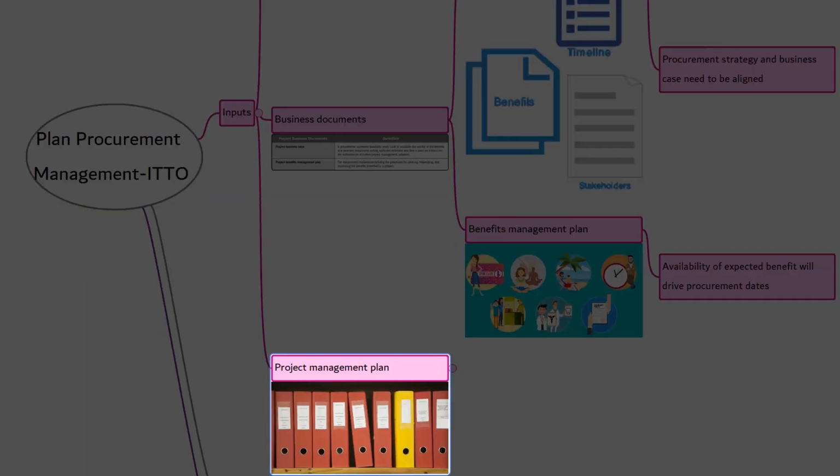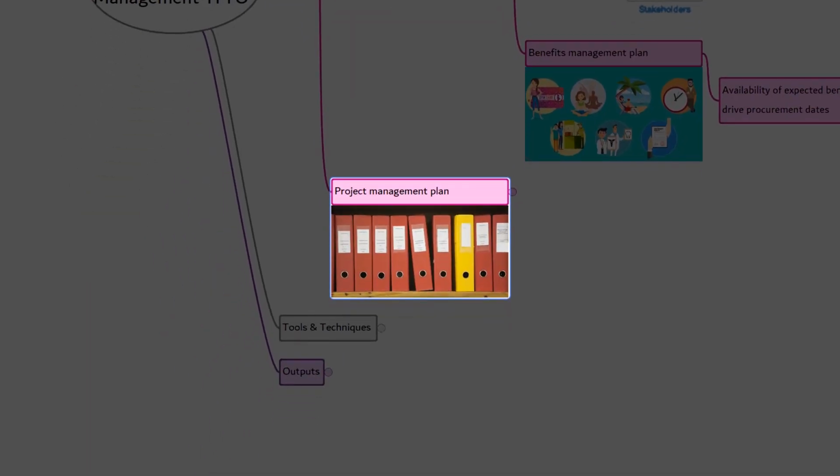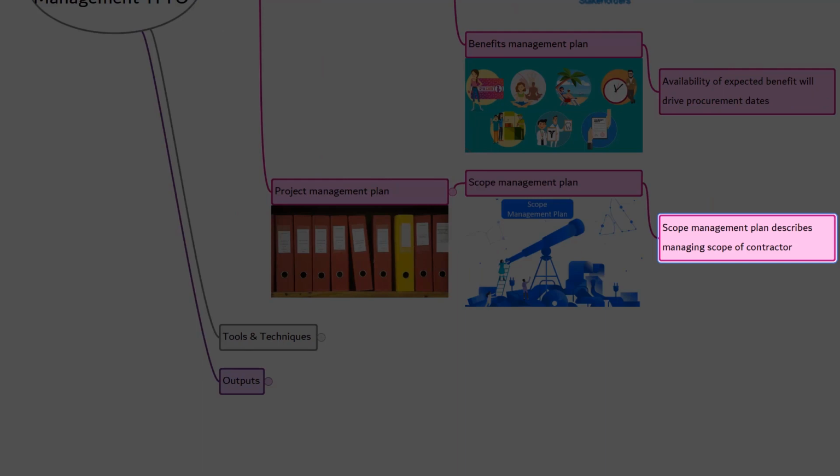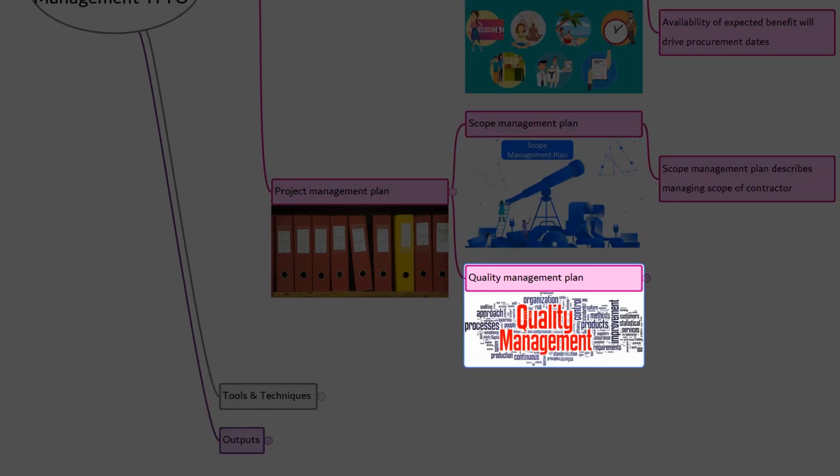The next one is project management plan. There are 4 components of the project management plan that are used as inputs. First, scope management plan. The scope management plan describes how the scope of the work by the contractor will be managed throughout the project. Quality management plan.